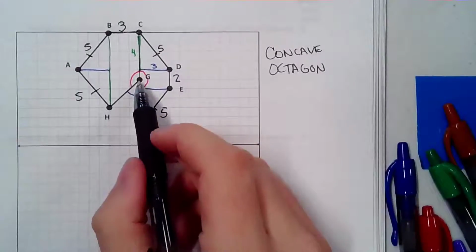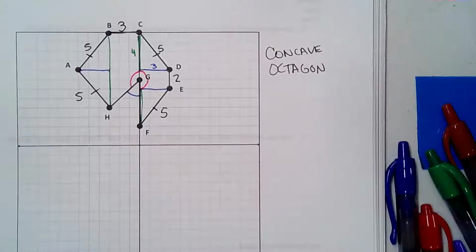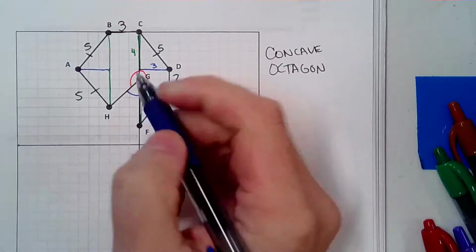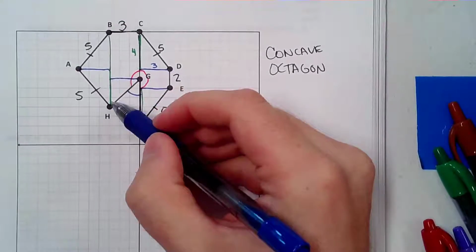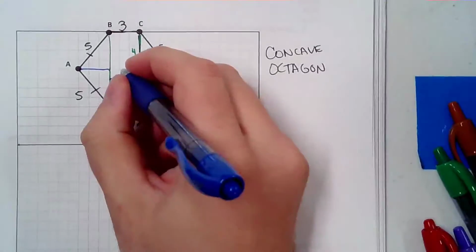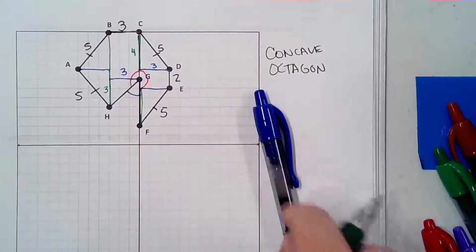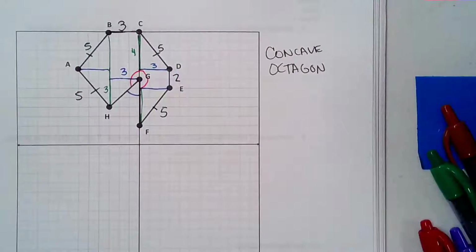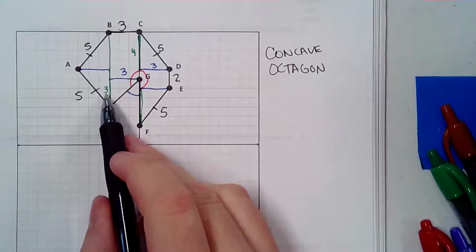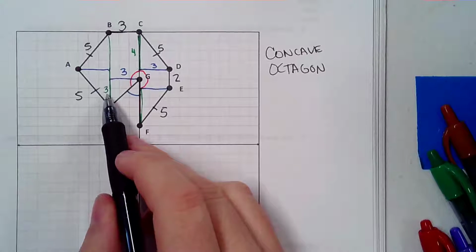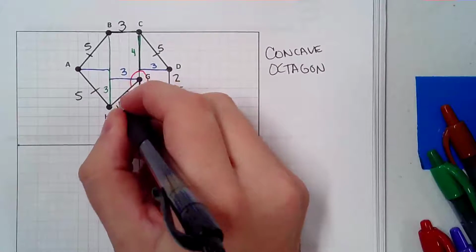Now the last one, HG. I'm going to do it internally. So between H and G horizontally is 3. And then vertically is also 3. Do you see that? So we have 3 here and 3 there. What's 3 squared? 9. So we add them together. 18. And then we root them. So root 18.